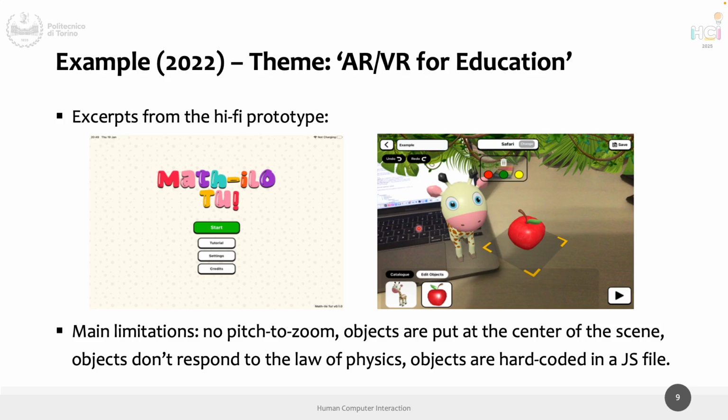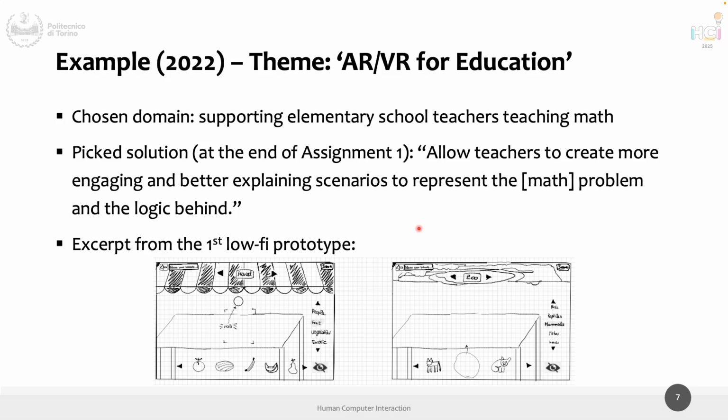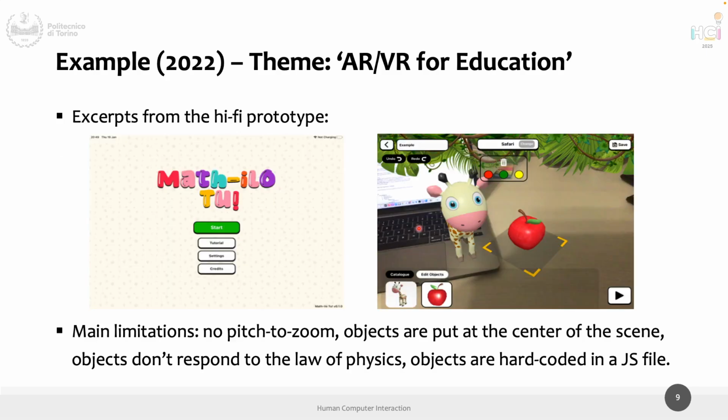Objects are coded in a JavaScript file. You cannot change the object. When you change the color, you replace the object. You don't really change the color of the object. You just swap it with another one. So this is where they started: the idea, what they did in the low fidelity, and what they obtained in the high fidelity.